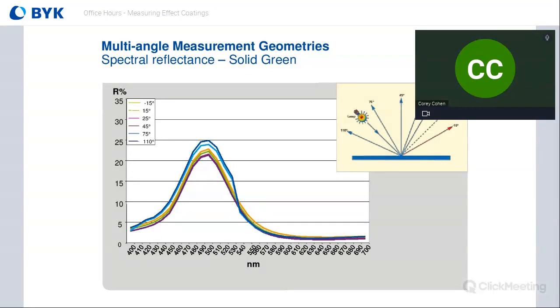So for a solid color like this that only has absorption pigments, we don't really need a multi-angle spectrophotometer. We don't need to measure color at multiple angles. Just one is typically good. We can use the 45-0 or the sphere for measuring a surface like this.